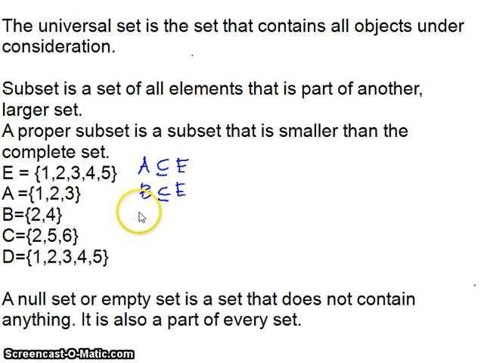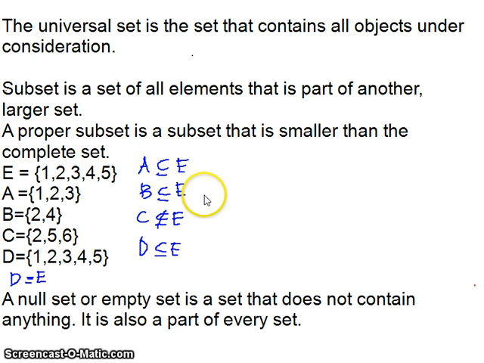So we cannot say that C is a subset of E. So C is not a subset of set E. Now let us look at set D. Set D is equal to set E because all elements in D are also found in E. So we can say that D is a subset of E.